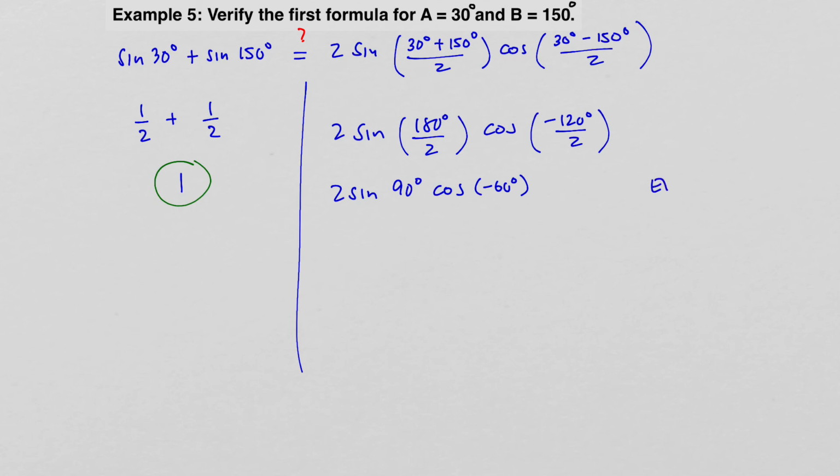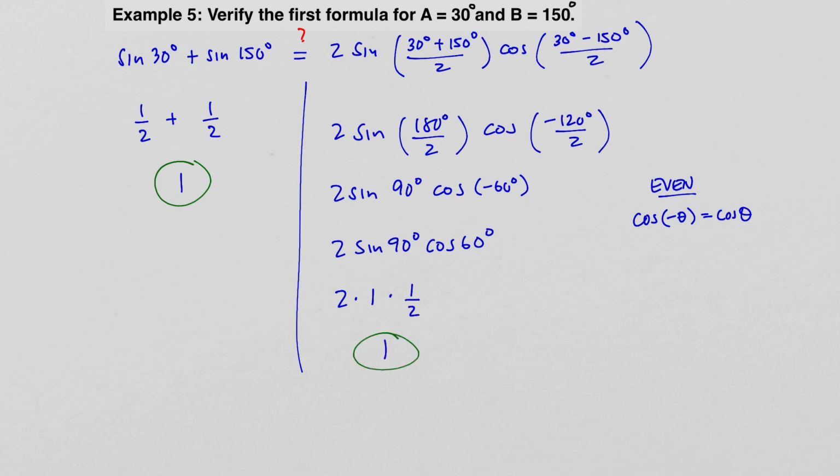And we know that cosine is an even function. That is to say, cosine of negative theta is the same as cosine of theta. So this is 2 sine of 90 degrees, and then cosine of negative 60 is the same as cosine of 60. And now we can fill in these values. We have 2 times sine of 90 degrees, which is 1, times cosine of 60 degrees, which is 1/2. And when you multiply those together, you get 1. And so notice that they are the same on both sides.